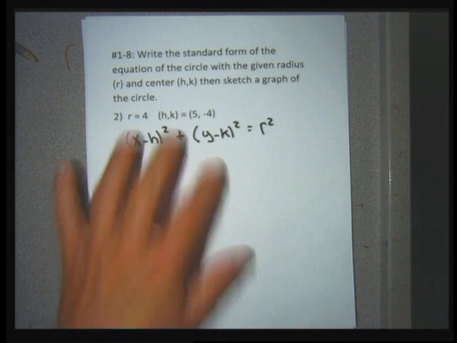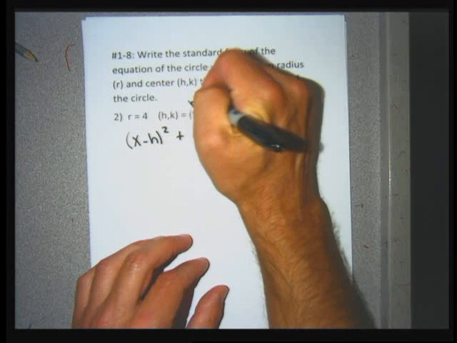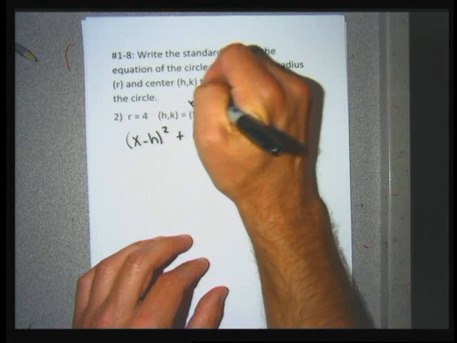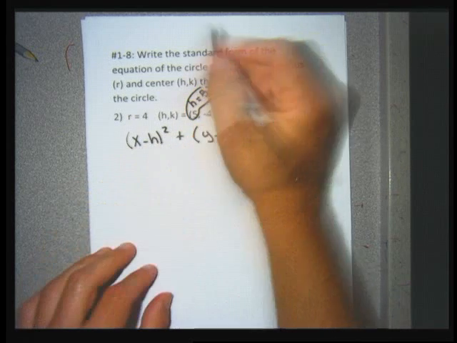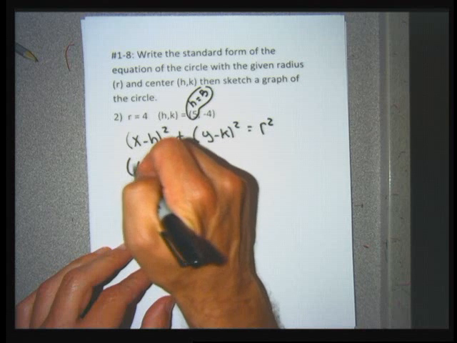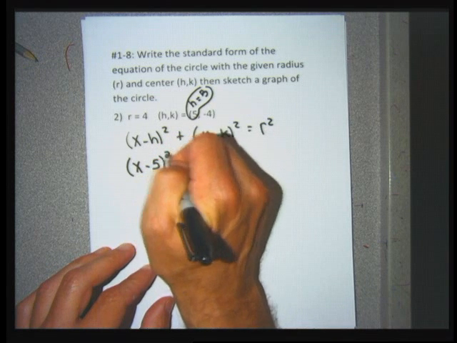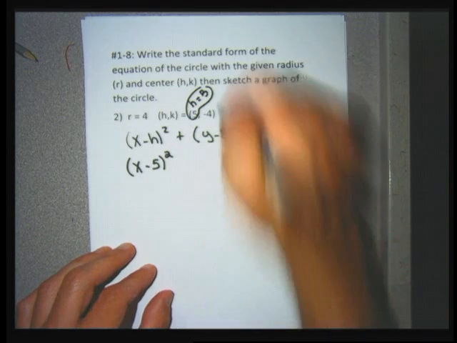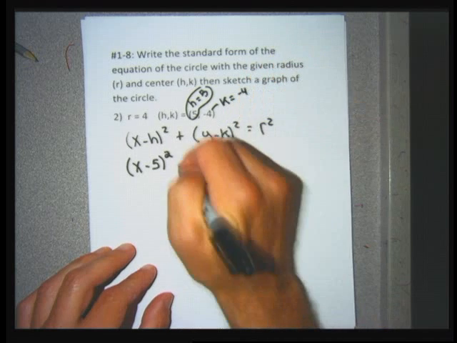I want to create an equation of a circle that meets the criteria that's set forth in the instructions here. And I'm told very specifically that the h is 5, because it tells me that (h, k) is (5, negative 4). So to come up with an equation for this particular problem, I'm going to replace the h in the formula with 5. I'm going to replace the k in the formula with negative 4.